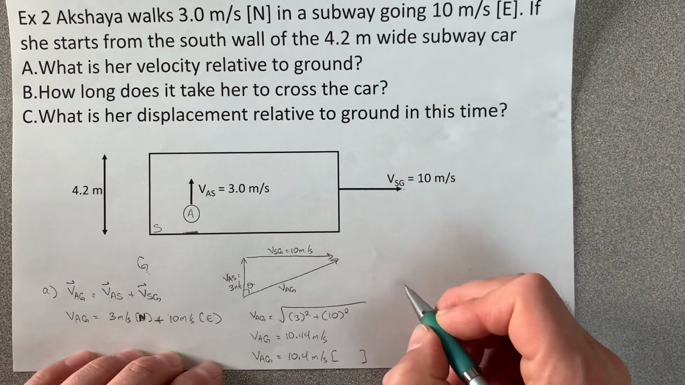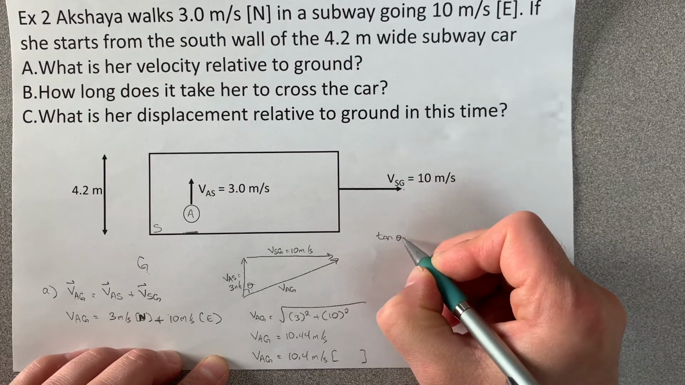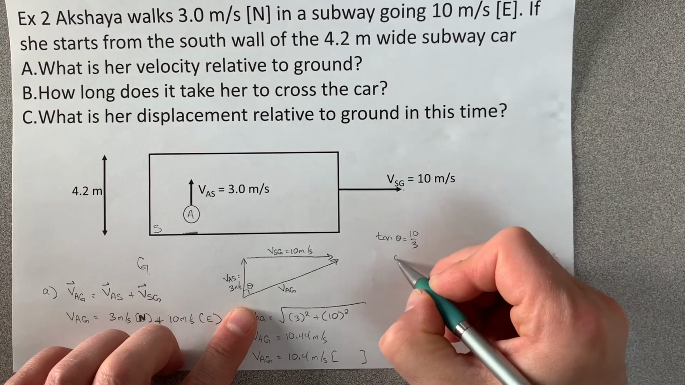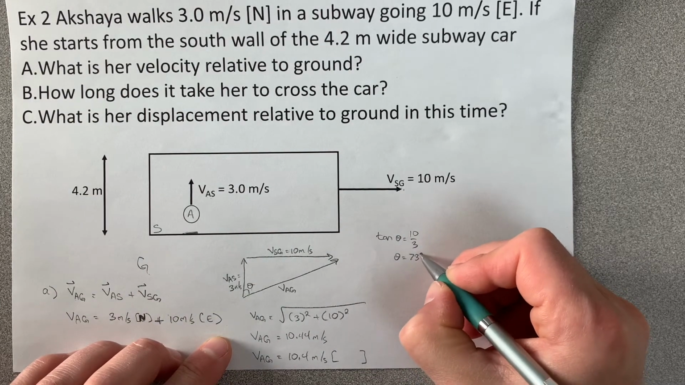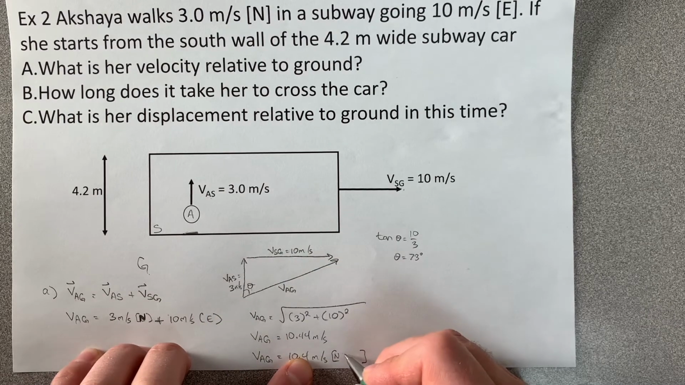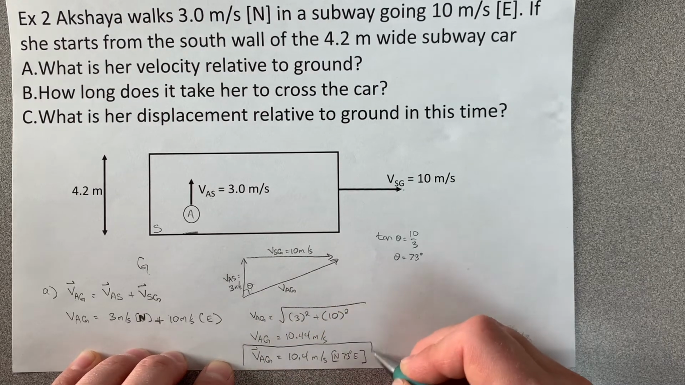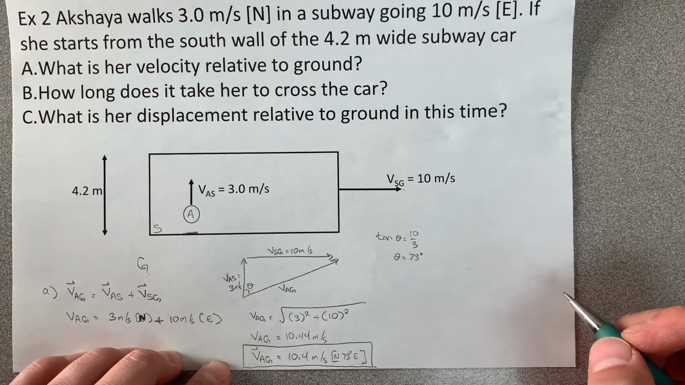We can say tan theta, opposite over adjacent, 10 over 3, 73 degrees. So this would be north, 73 degrees east. And there's our answer for that part.